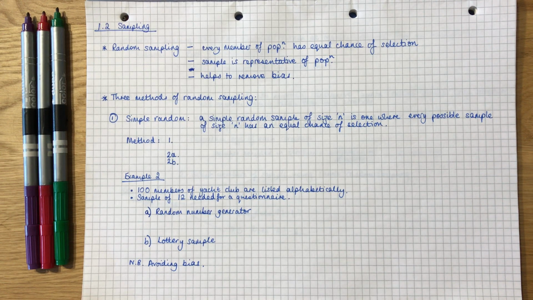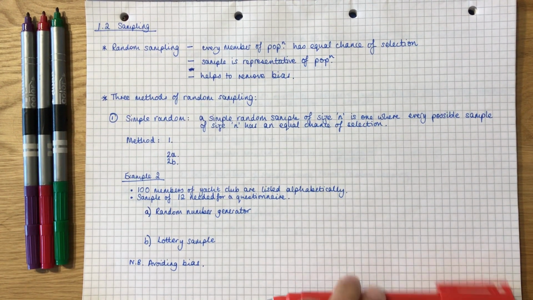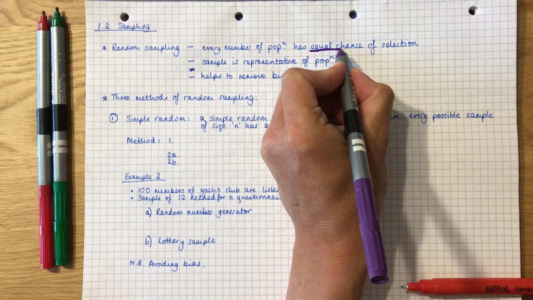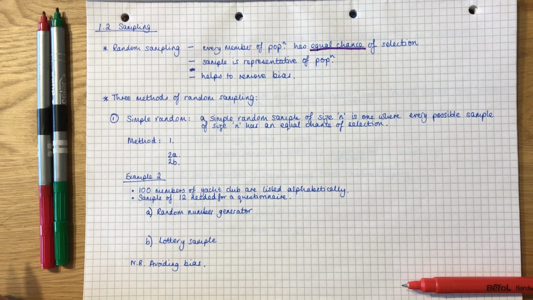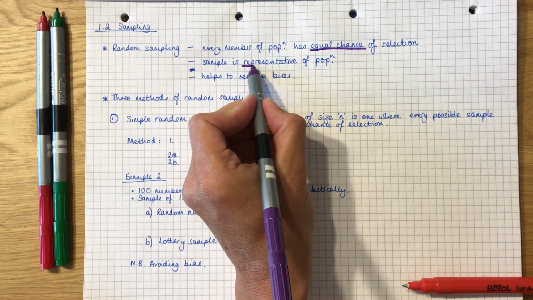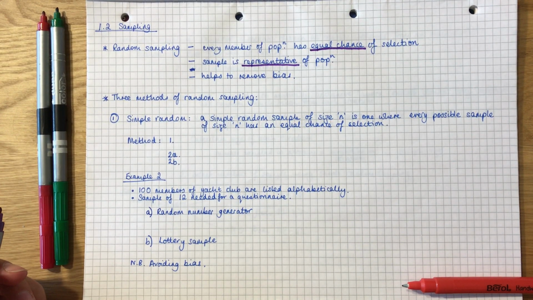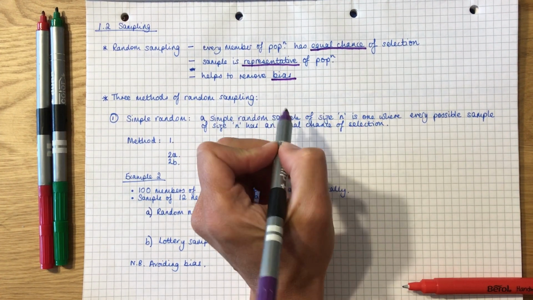We're now going to talk about sampling in a bit more detail. So, the first type of sampling I want to consider is what we call random sampling. Random sampling is where every member of the population has an equal chance of being selected. A random sample is generally going to be quite representative of the population, as in it's a good representation of what the population as a whole looks like, and it helps to remove bias.